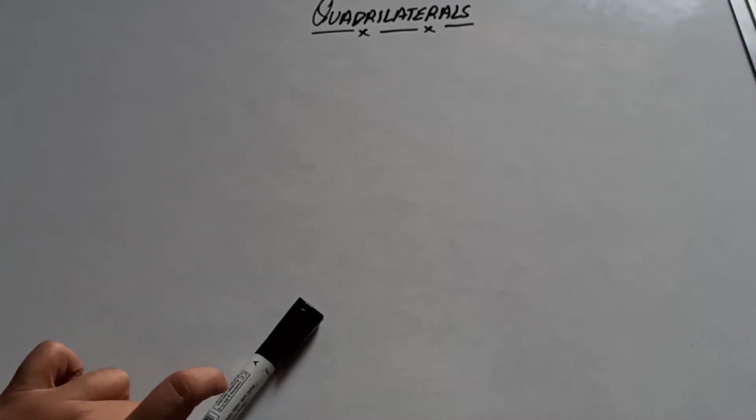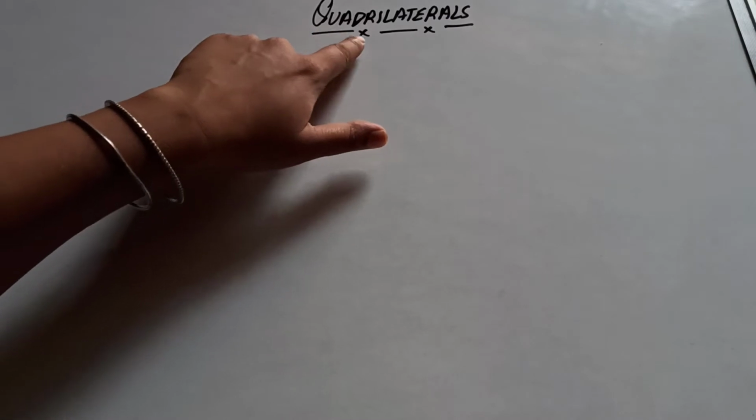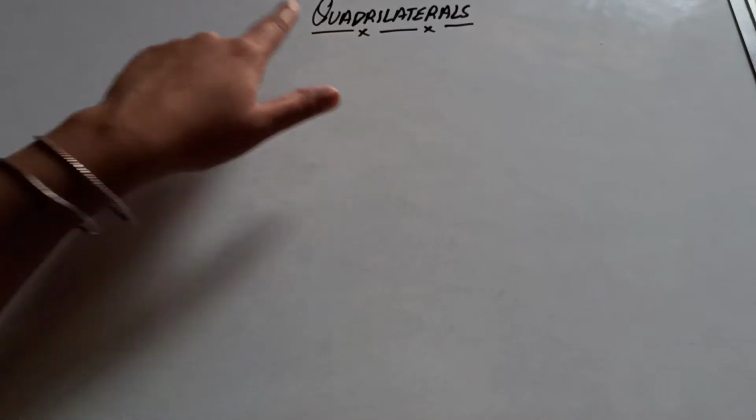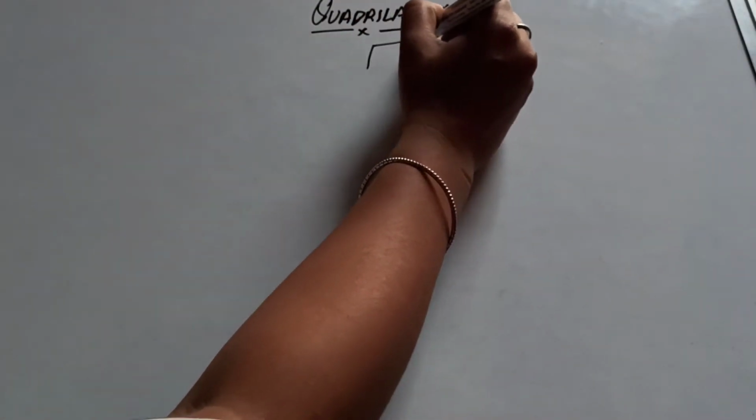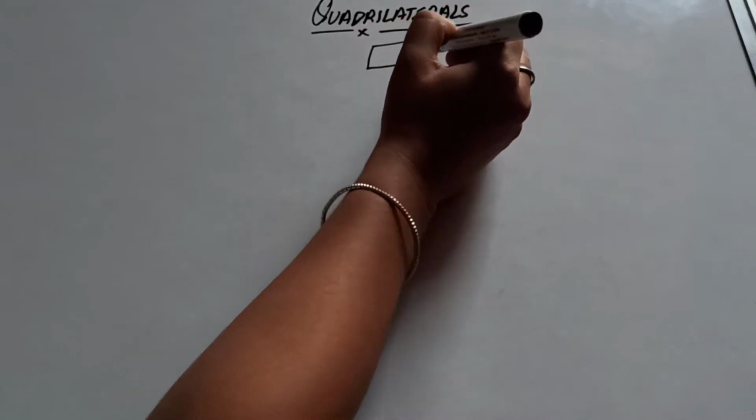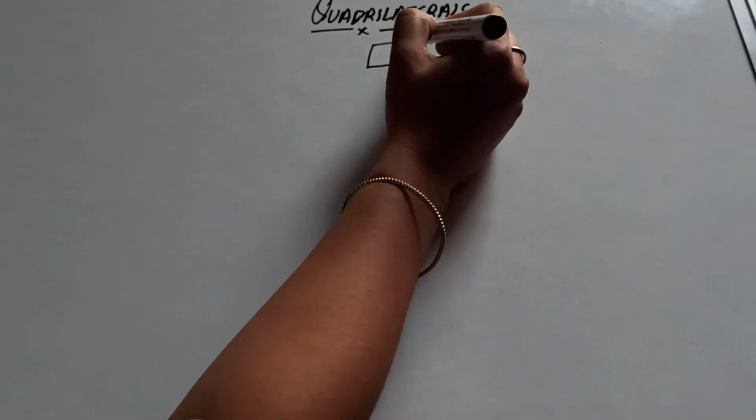Today we are going to discuss the topic quadrilateral. As the name suggests, quadra means four. It is a four-sided closed polygon. So it has four sides, one, two, three, and four, and it is a closed polygon. Now, first of all, let us discuss the terminology that we are going to use.